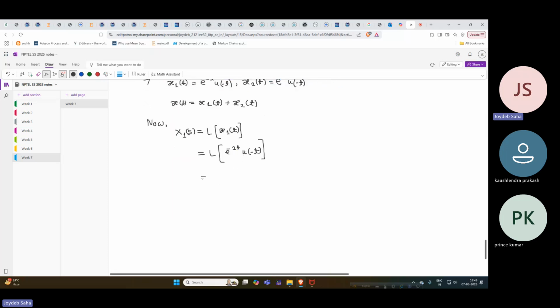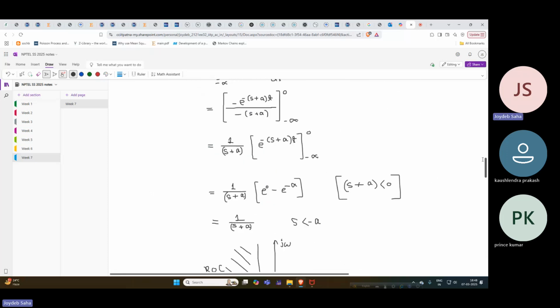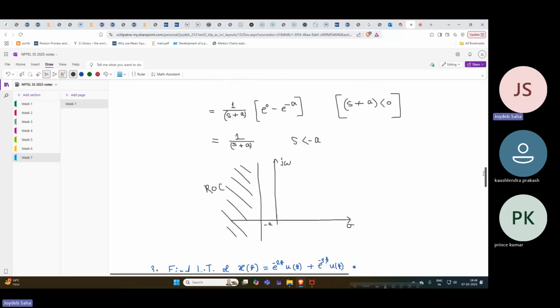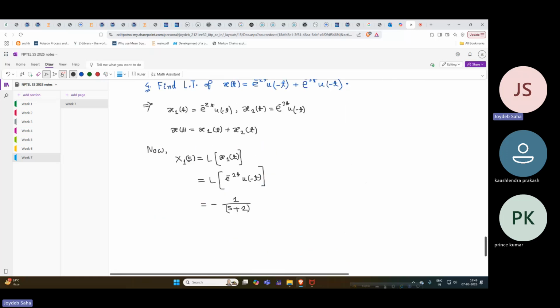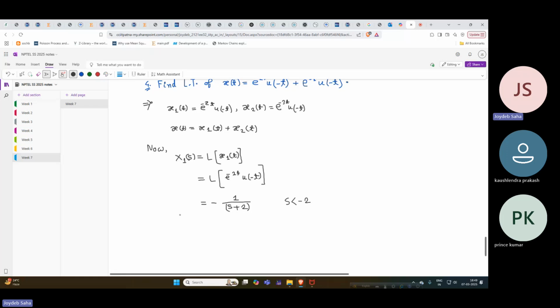So we will get the Laplace transform minus 1 upon s plus 2 with region of convergence. What was the region of convergence? S less than minus 2. This is fine.